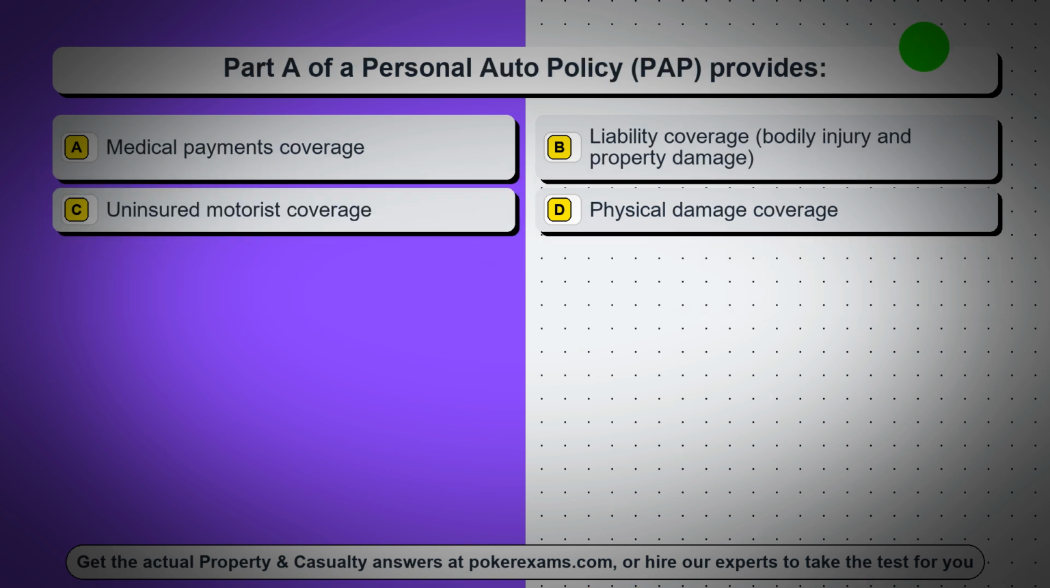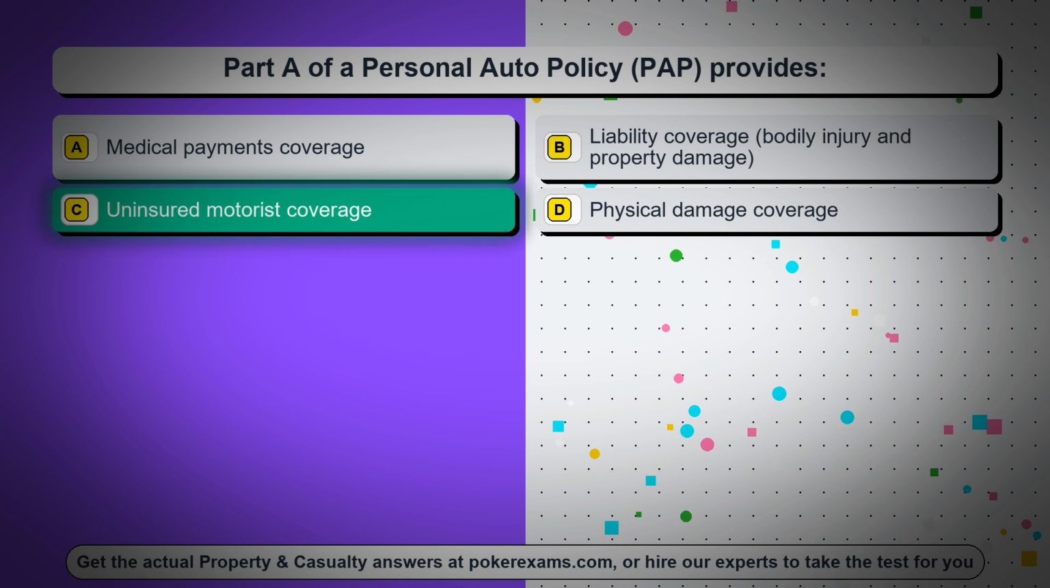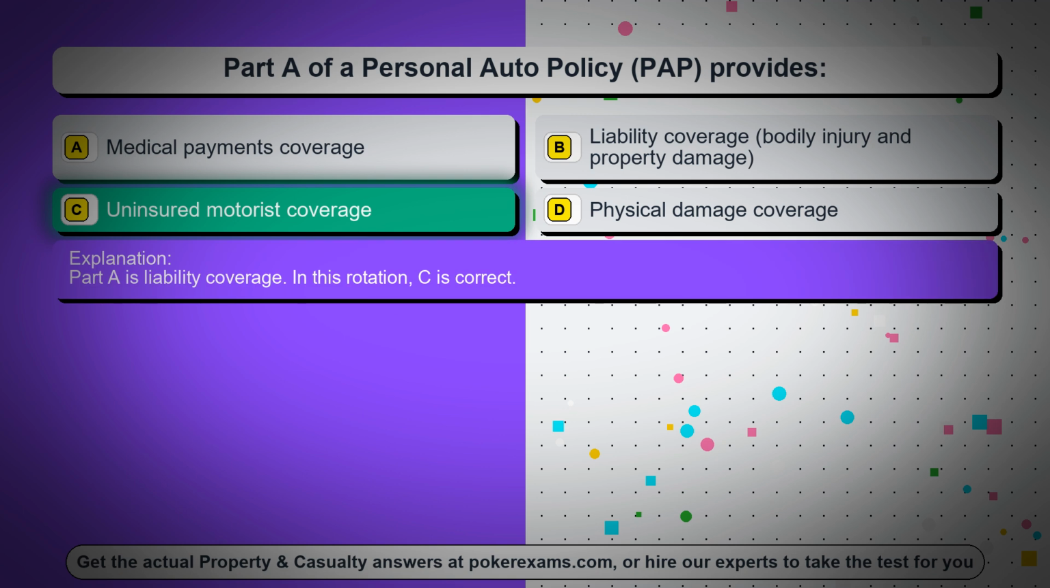Question 94. Part A of a personal auto policy, PAP, provides, option A, medical payments coverage, option B, liability coverage, bodily injury and property damage, option C, uninsured motorist coverage, option D, physical damage coverage. The correct answer is option C, uninsured motorist coverage. Part A is liability coverage. In this rotation, C is correct.